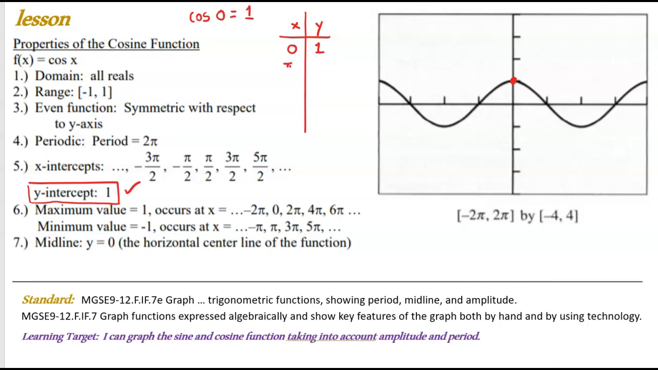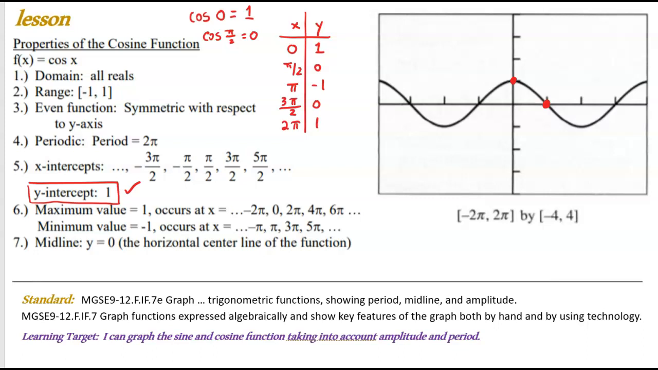Cosine at pi over 2. When you plug pi over 2 into the cosine function, cosine of pi over 2 is 0. Cosine at pi, when you plug pi in, cosine is -1. Cosine at 3 pi over 2 is 0, and cosine at 2 pi is back to 1.